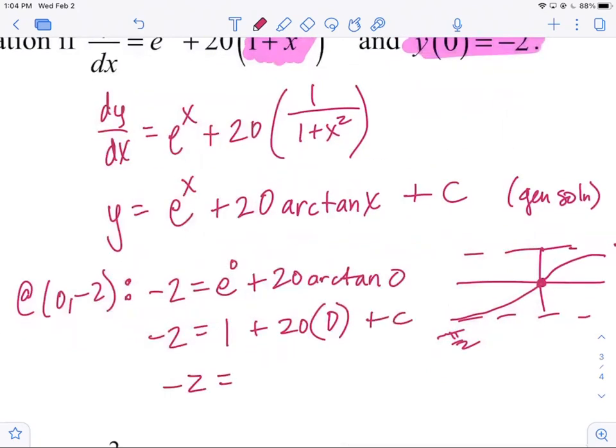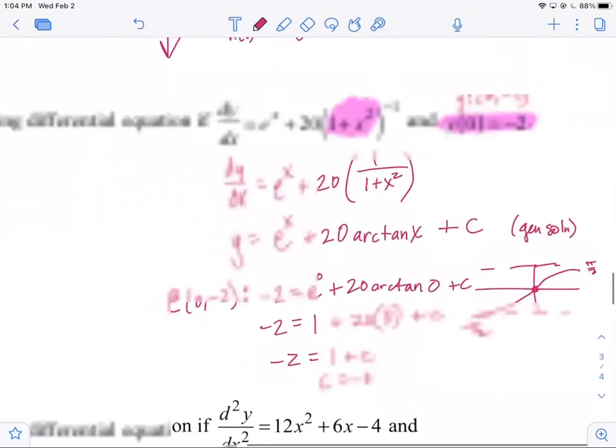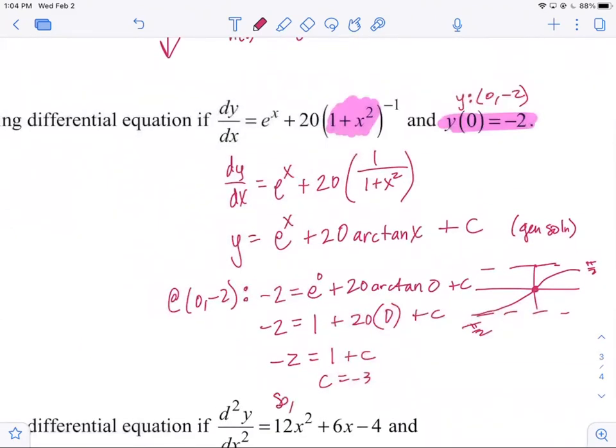Oh, plus c. Don't forget your plus c. Where'd c go? So we get a 1 plus c. So c is equal to -3. And now we write it in the very end. We plug it way back in up here to the general solution. So y equals e to the x plus 20 arctangent of x minus 3.